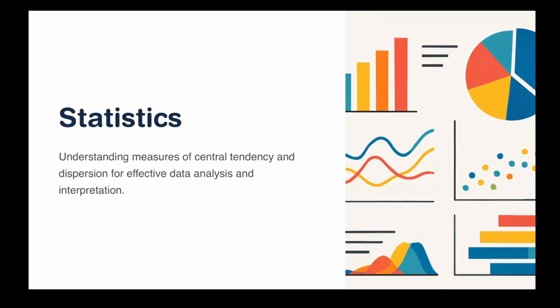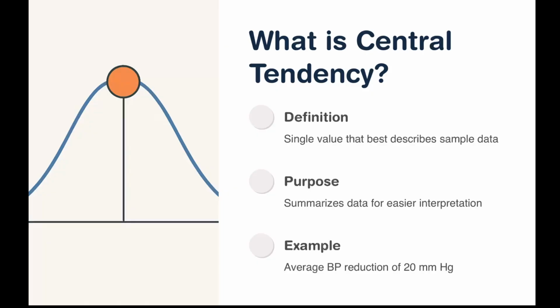Today in this video, we will be discussing statistics, in which we will focus on understanding the measures of central tendency and dispersion for effective data analysis and interpretation. So let's start. What is central tendency? It is a single value that best describes the sample data. So that is what it is. A single value that describes the sample data, which is obviously in the center.